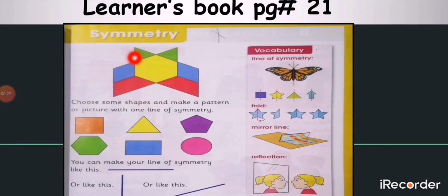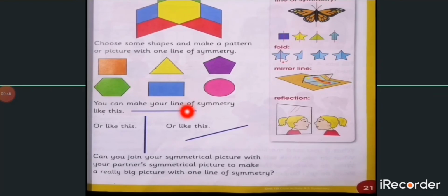Look at the first pattern on this page. You can see this pattern is made up of some shapes, and we will draw a line of symmetry in it. After that, we will draw some 2D shapes which are present here in our notebooks, and we will also draw a line of symmetry in them. The line of symmetry will be vertical, horizontal, or diagonal.